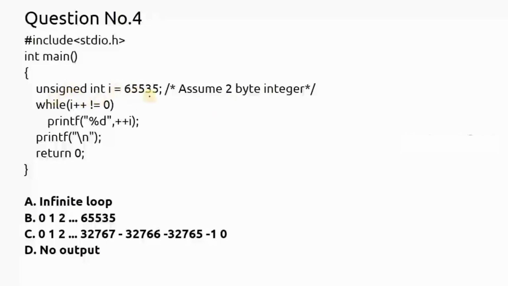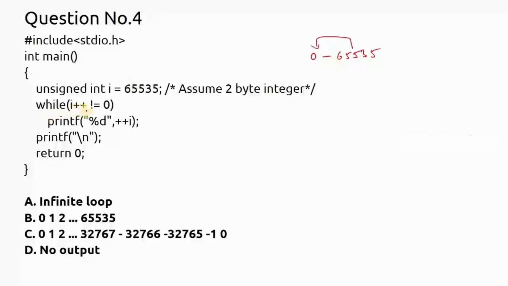So unsigned int i value is equal to 65,535. Now if you see for this unsigned integer, the range of unsigned integer is 0 to 65,535. If I increment 65,535, the next value will be 0. Again it will increment from 0 like this. It will be a cycle. After this value it will take 0. It will not take 65,536 because the range is up to 65,535.